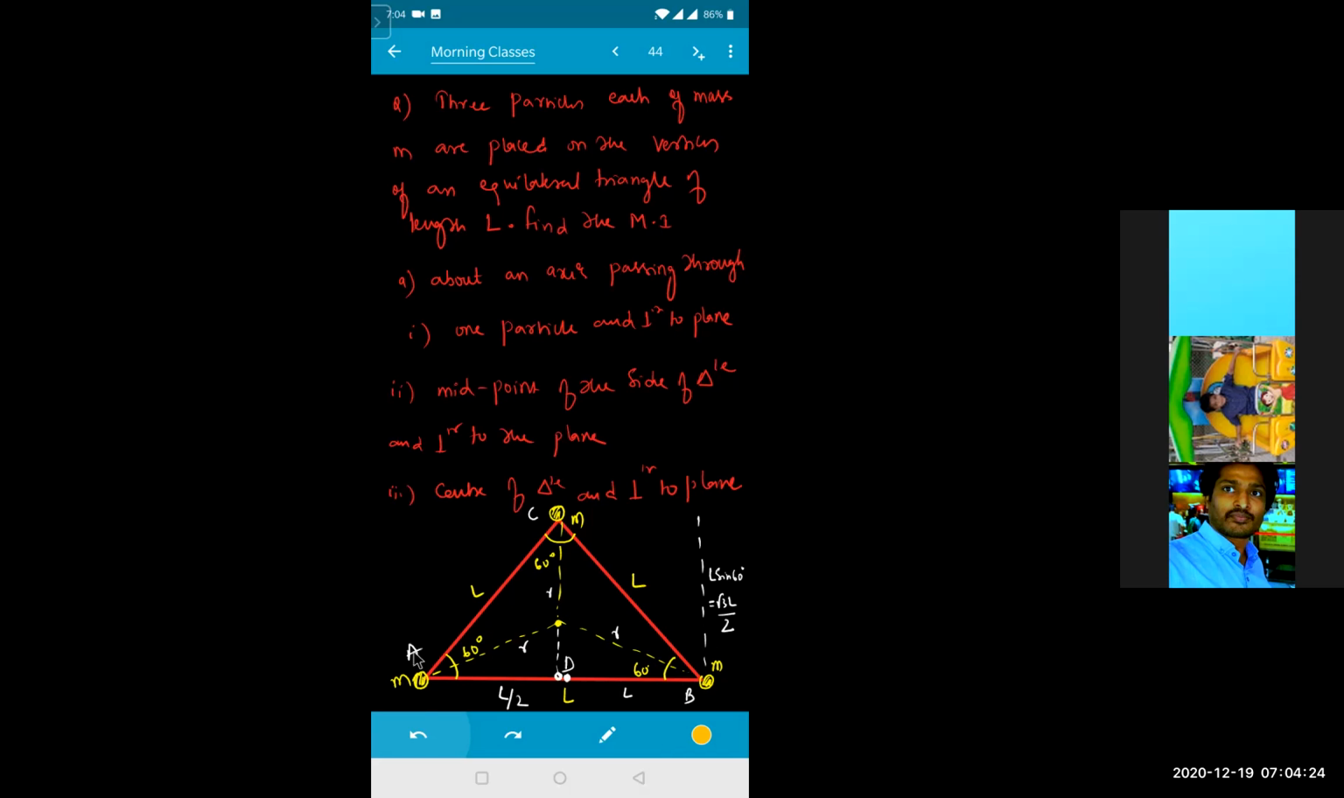Take an axis which is passing through the point C. That means you need to take an axis and keep it at C, so it should pass into the plane. Right? So from this axis, how far is this distance? L. But the moment of inertia because of C will become how much? 0. Right?